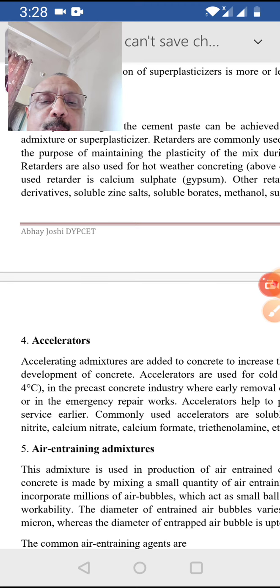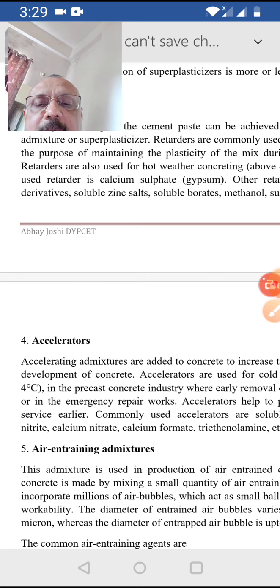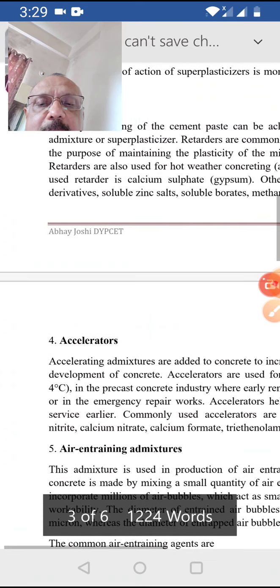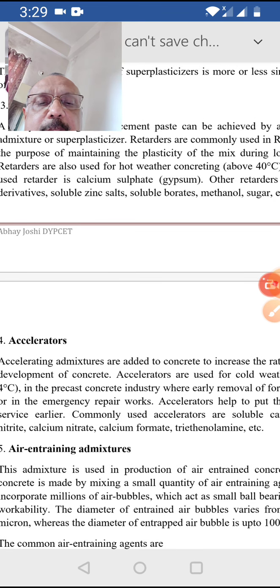where you have to put that work, either road repairs or some other concrete member, which you have to keep open for the public or for use as early as possible. So, by using accelerator, you can put those members or those structures into service much earlier. Now, commonly used accelerators are soluble carbonates, calcium nitrate, calcium formate, triethylamine, etc.